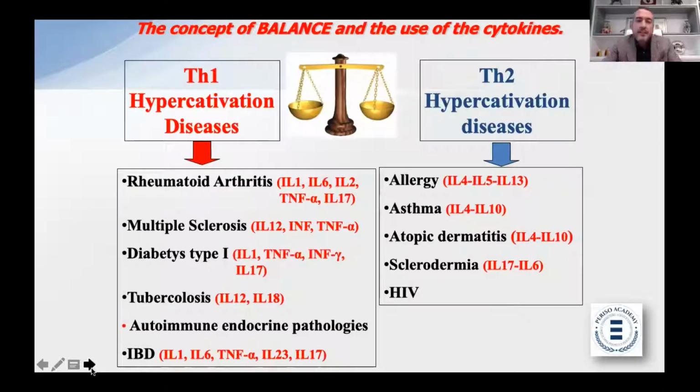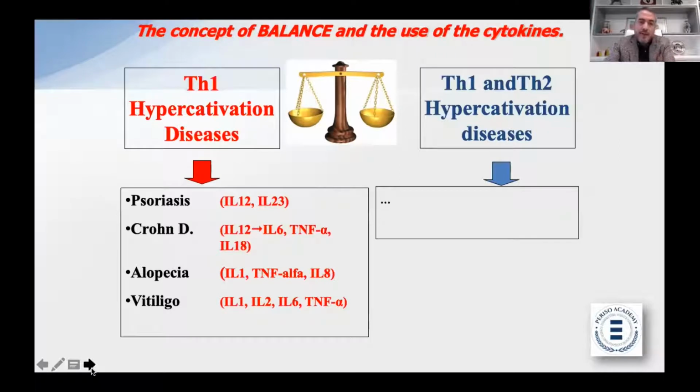For example, to understand Th2: there is hyperactivation in rheumatoid arthritis, multiple sclerosis, diabetes type 1, tuberculosis, and autoimmune endocrine pathologies. Th2 is more hyperactivated in allergy, asthma, atopic dermatitis, scleroderma. This is very important for the different points. The problem is normally in the control of Th2: with the incremented upregulation of Th1, interleukins increment to stimulate fibrosis in the lung. Okay. Other examples are psoriasis, Crohn's, alopecia, vitiligo.